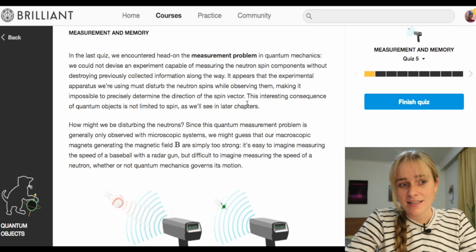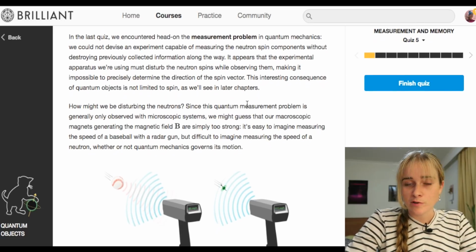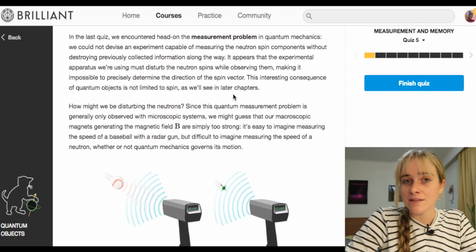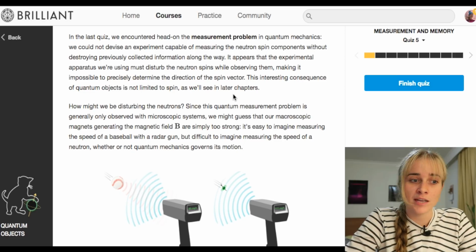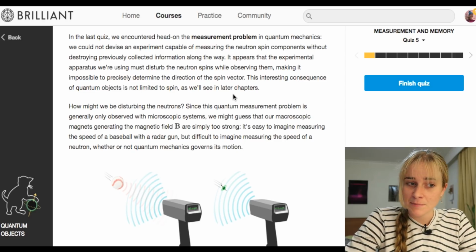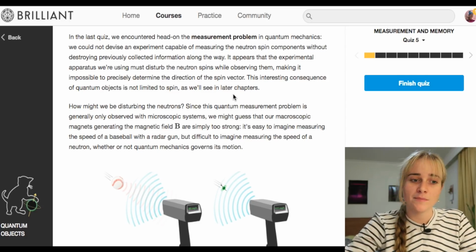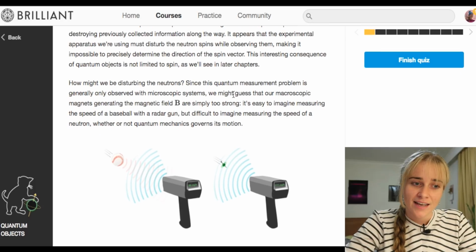So this does relate to the measurement problem as well, but I'm not talking about finding the path of a particle here. Instead, we're talking about trying to measure its spin and how this also seems to affect fundamentally what's going on in the experiment, the act of measuring.